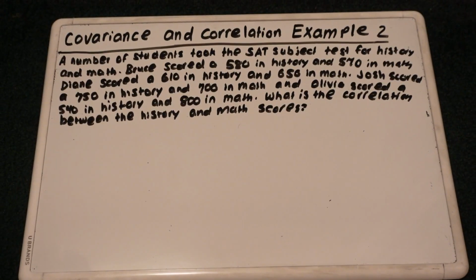So in this video, I'll be doing another example of a covariance and correlations problem in probability. A number of students took the SAT subject test for history and math. Bruce scored a 580 in history and 570 in math. Diane scored a 610 in history and 650 in math. Josh scored a 750 in history and 700 in math. And Olivia scored a 540 in history and 800 in math. What is the correlation between the history and math scores? This is another example of a covariance and correlations problem.